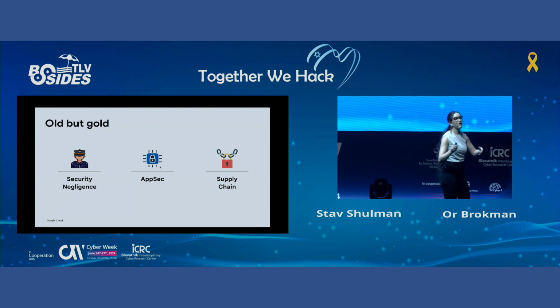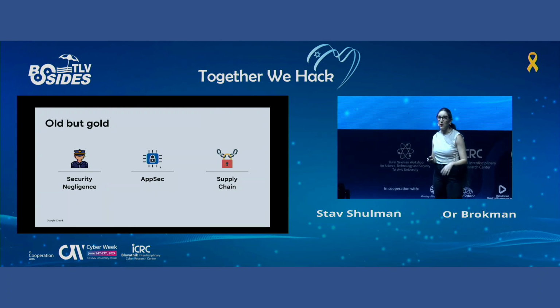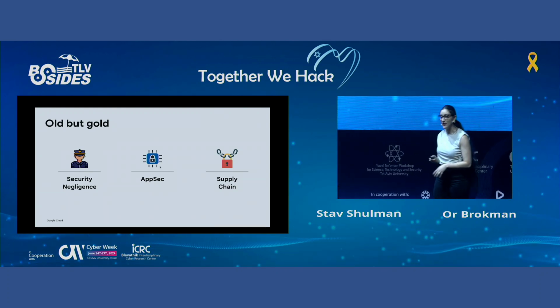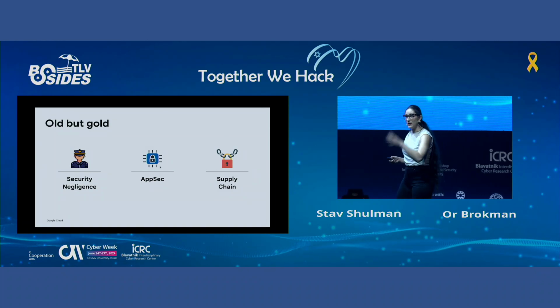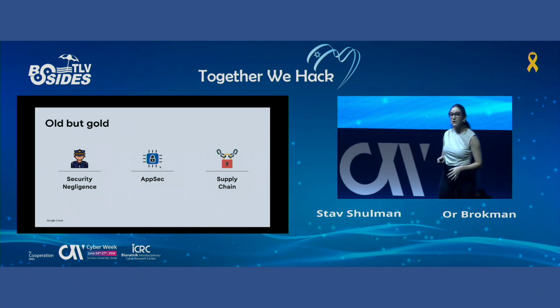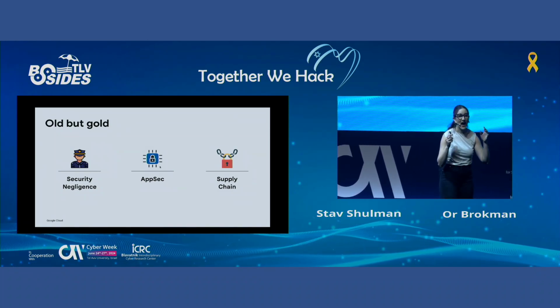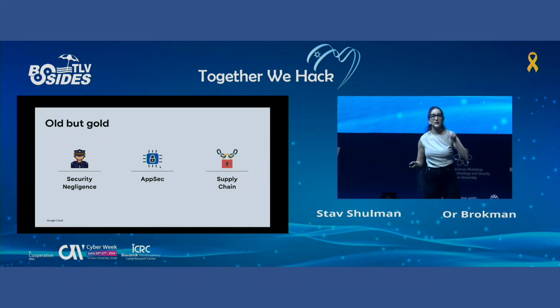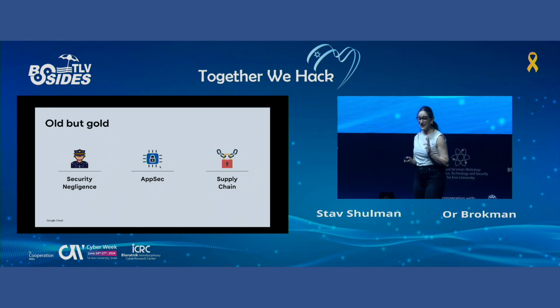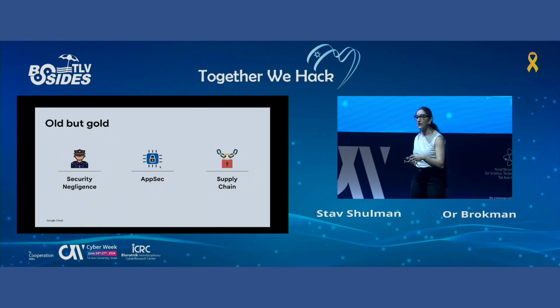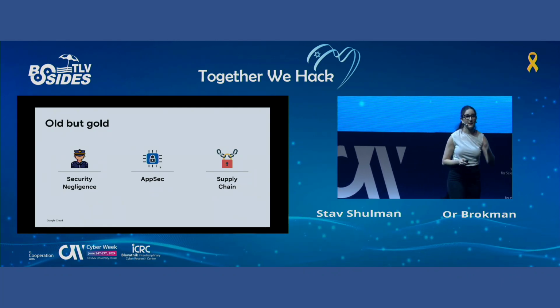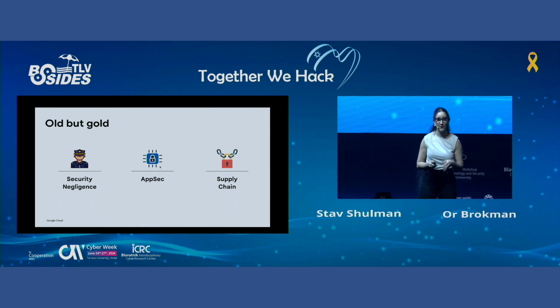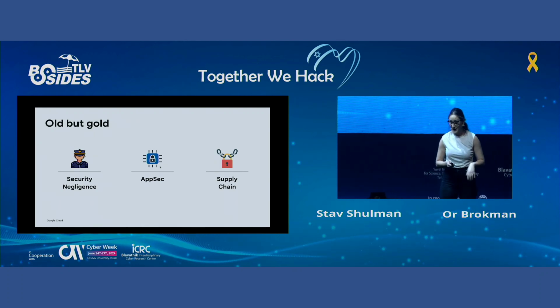We all know that information security has been around for a while and is impacted by many different factors. During this session, we will focus on 3 of these factors that can be found in high correlation to issues we consider new. Those being security negligence, AppSec, and supply chain. And while none of these are new, we will see how they come into play when talking about generative AI.